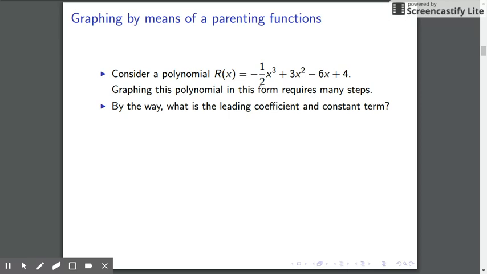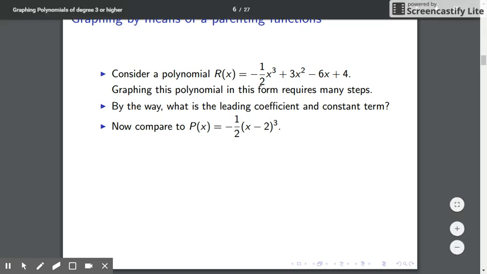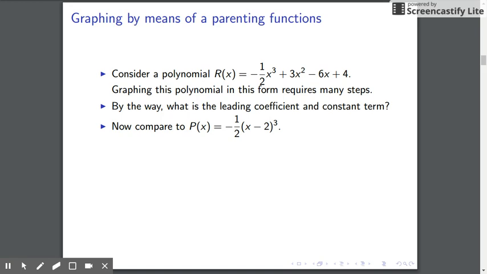And so that's the next question. Graphing this r of x is a bit of a hassle, and we have to do many steps. We have to find x-intercepts, and go through a bunch of steps. But look at this other function: p of x equals negative 1/2 times the factor x minus 2, to the power 3, or cube of x minus 2. This one actually is more reasonable to graph.